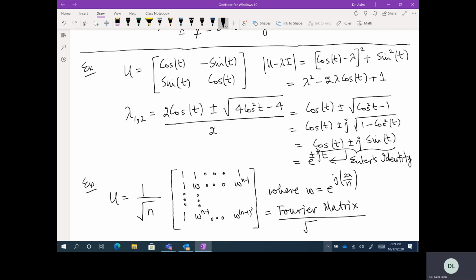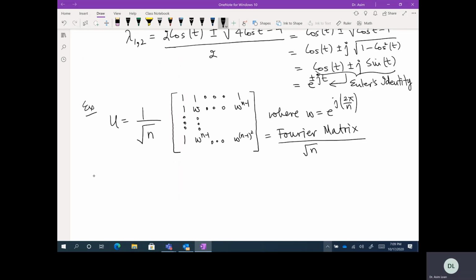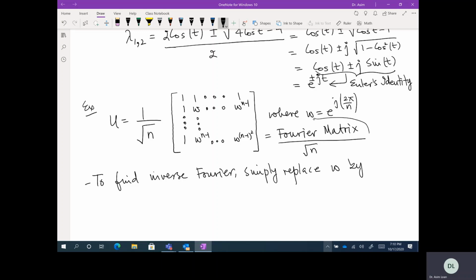Divided by the square root of n. So in some cases you use the square root of n, in some cases you don't. This, by the way, is pi. And to find the inverse Fourier transform, simply replace w by w^(-1). This w is called the twiddle factor, by the way.